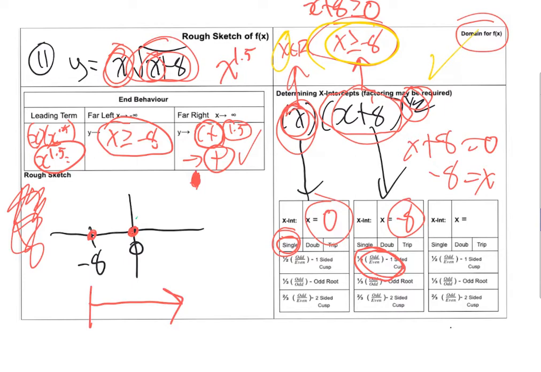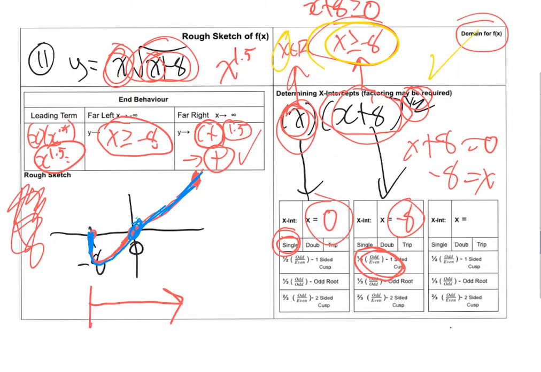But here, I know it goes like this, and then it has to go through 0. And then what kind of an x-intercept is it at 0? It's a single, so it crosses through. And then what it has to do is come around and finish up there in a one-sided cusp. So again, what we know is that a one-sided cusp is vertical at the start, okay, and then it goes like this. So it looks something like that, right? A single x-intercept at x equals 0, and then a one-sided cusp at x equals negative 8. So that's what your graph looks like.